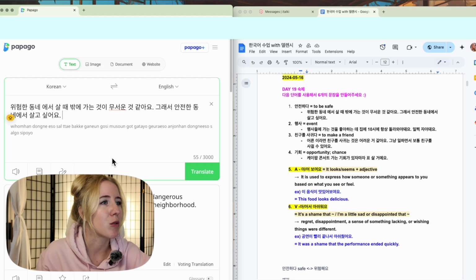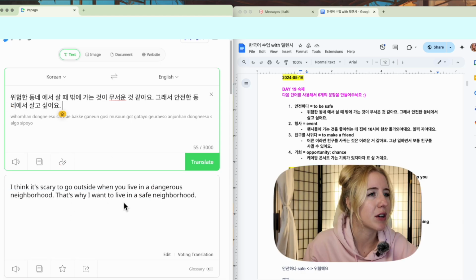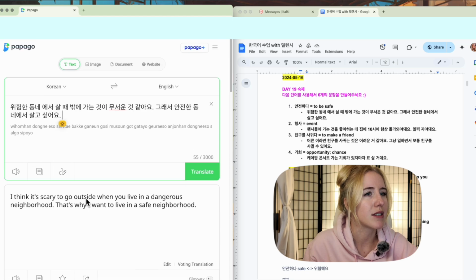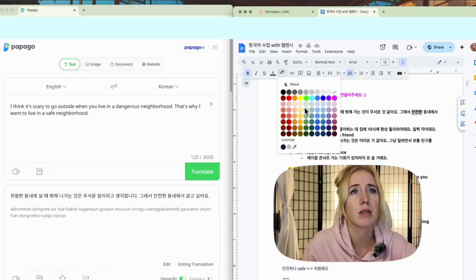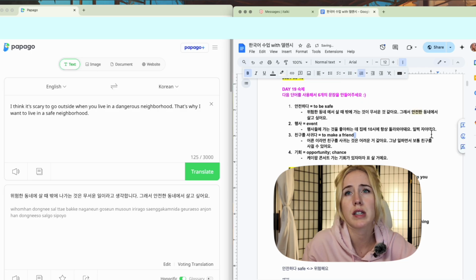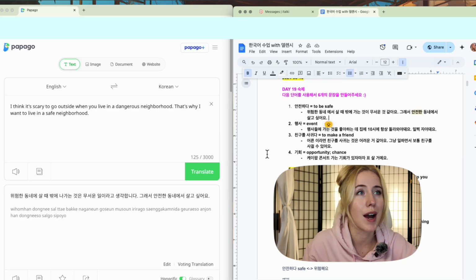So I'm going to throw this in here. And so I think it's scary to go outside when you live in a dangerous neighborhood. That's why I want to live in a safe neighborhood. I might highlight it here just to make it pop out to show how I used it. Parts of this sentence could be wrong. I am by no means a Korean expert. I feel like for the most part I got the sentence correct and I was able to express myself, then I'm just gonna move on.